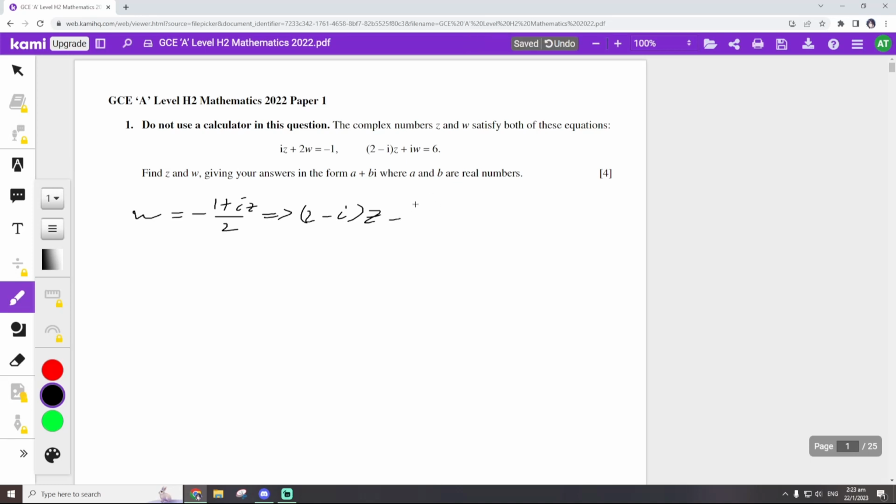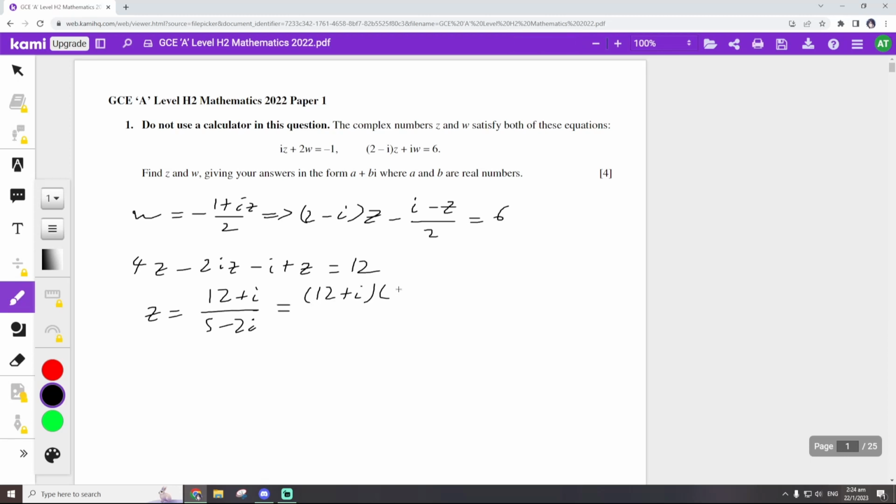minus i negative z divided by 2 is 6. Multiply both sides by 2, I get 4 minus, I'll expand out as well, 4z minus 2iz minus i plus z is 12, so that you get 5z minus 2iz is 12 plus i, so you get 12 plus i divided by 5 minus 2i.